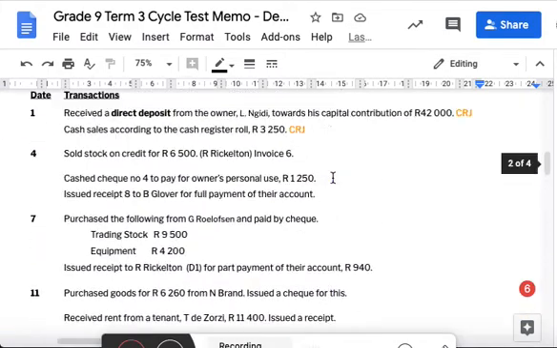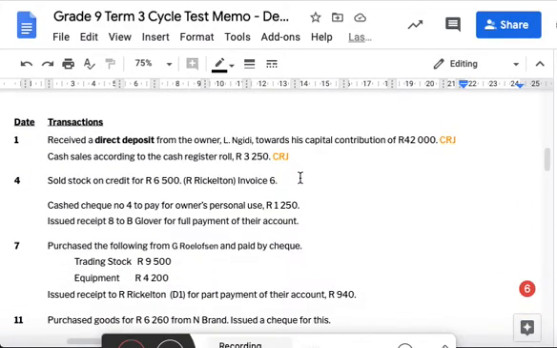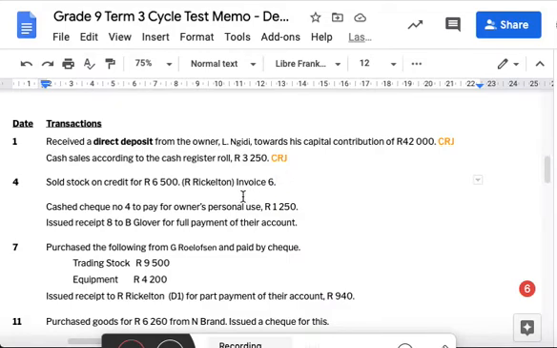Okay. If we go back up, the next transaction was on the 4th. We sold stock on credit for 6,500 Rand to R. Rickleton, issued invoice number 6. Demelza, which books do these go into? The DJ as well as the? What? Where else does this go?